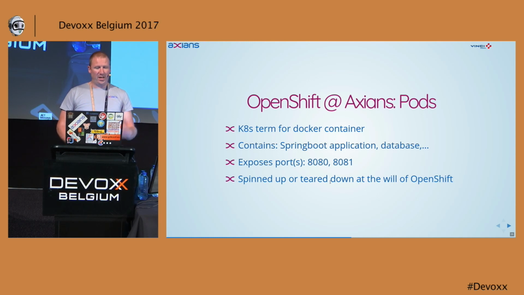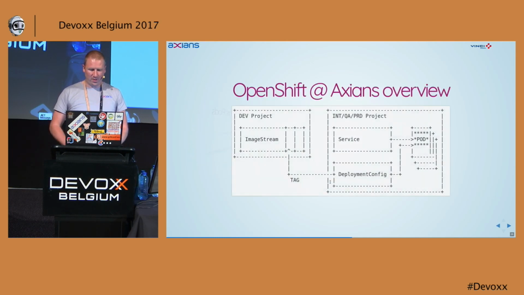And pods are torn down and spun up at the will of Openshift. So if on one node the load is getting too high or the memory is falling short, it will tear down pods from one node and spin them up on other nodes. And this happens without anyone noticing any downtime. Okay, that's it for pods.